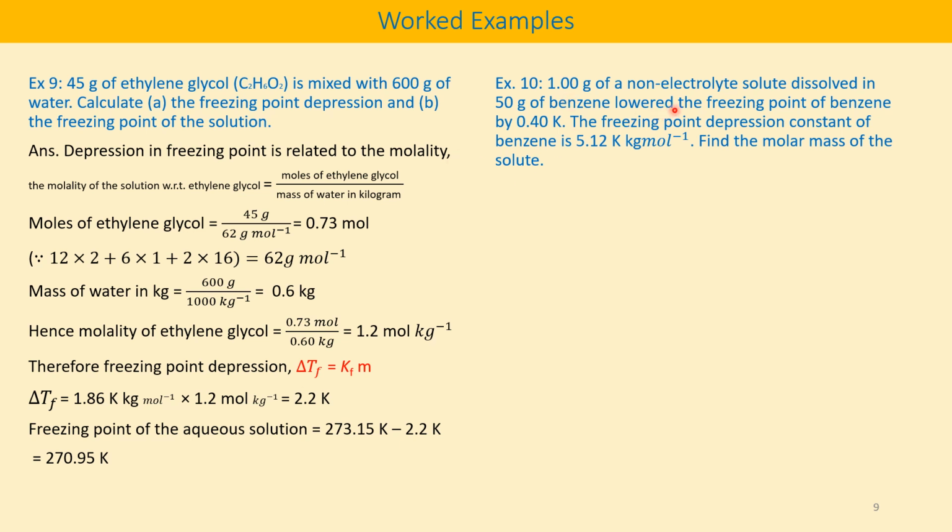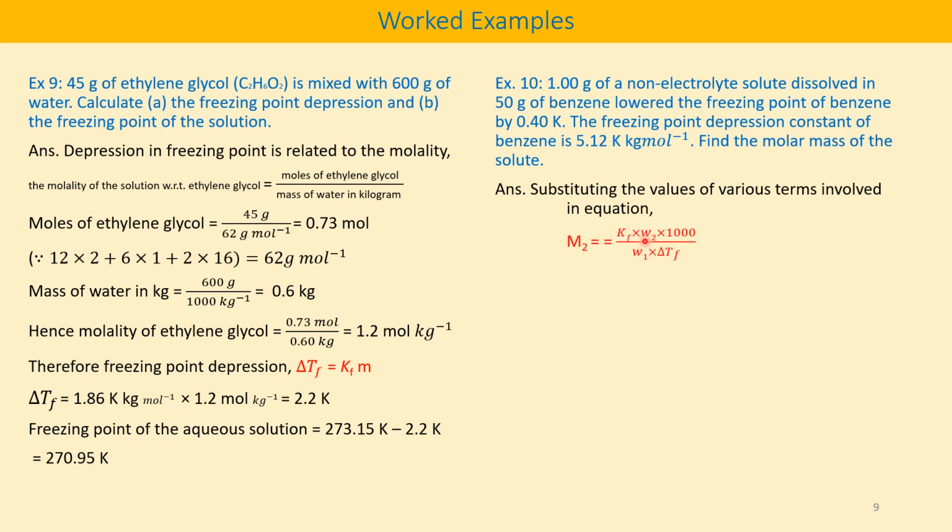1 gram of a non-electrolyte solute dissolved in 50 grams of benzene lowers the freezing point of benzene by 0.40 Kelvin. The freezing point depression constant of benzene is 5.12 Kelvin kg per mole. Find the molar mass of the solute.